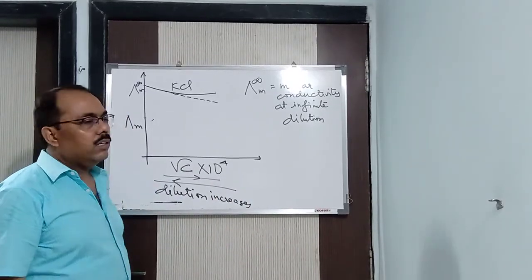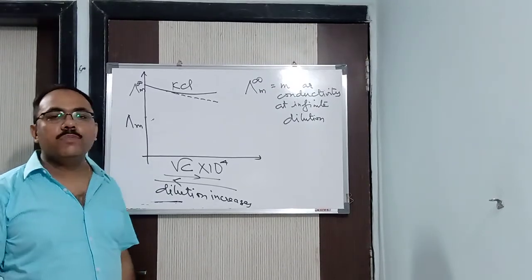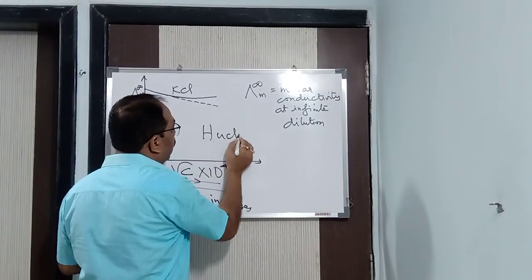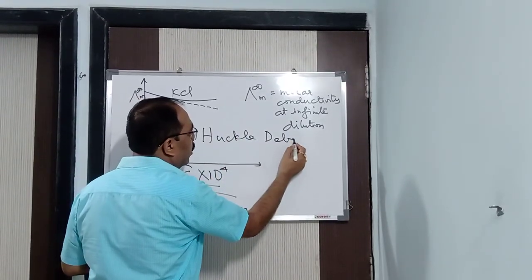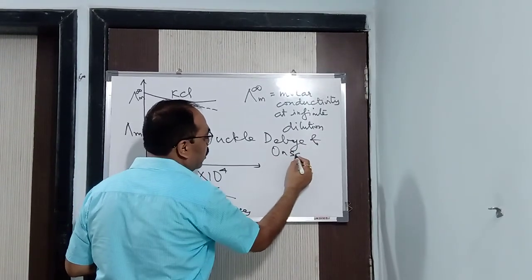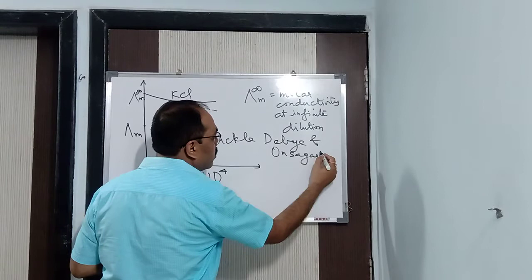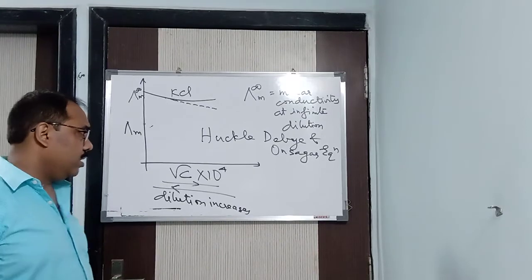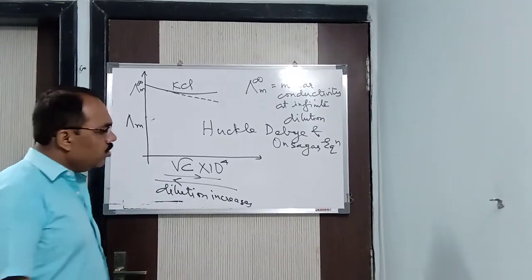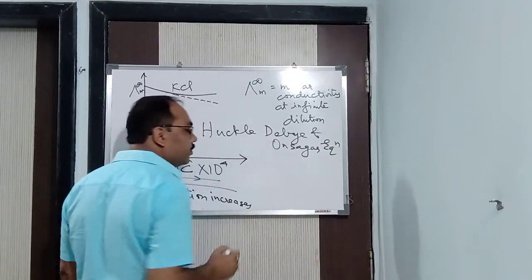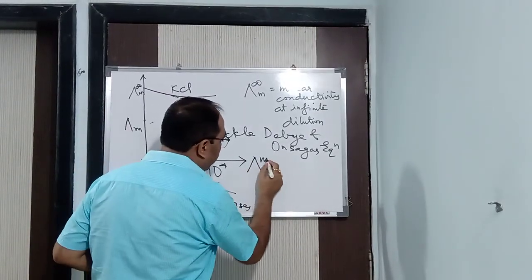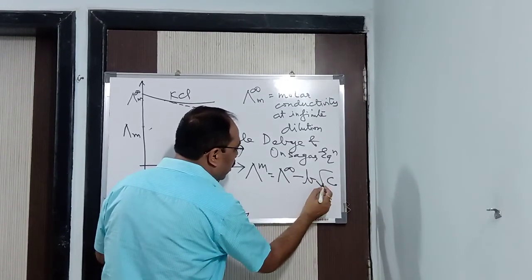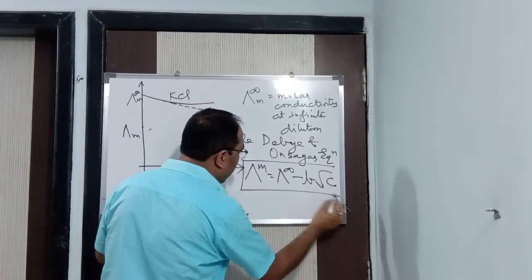Now, this particular observation was first observed by three scientists: Hückel, Debye, and Onsager. They did this experiment and they gave an equation. You don't require the derivation here. What is that equation? Λm = Λ∞m − B√C. Λm = Λ∞m − B√C.